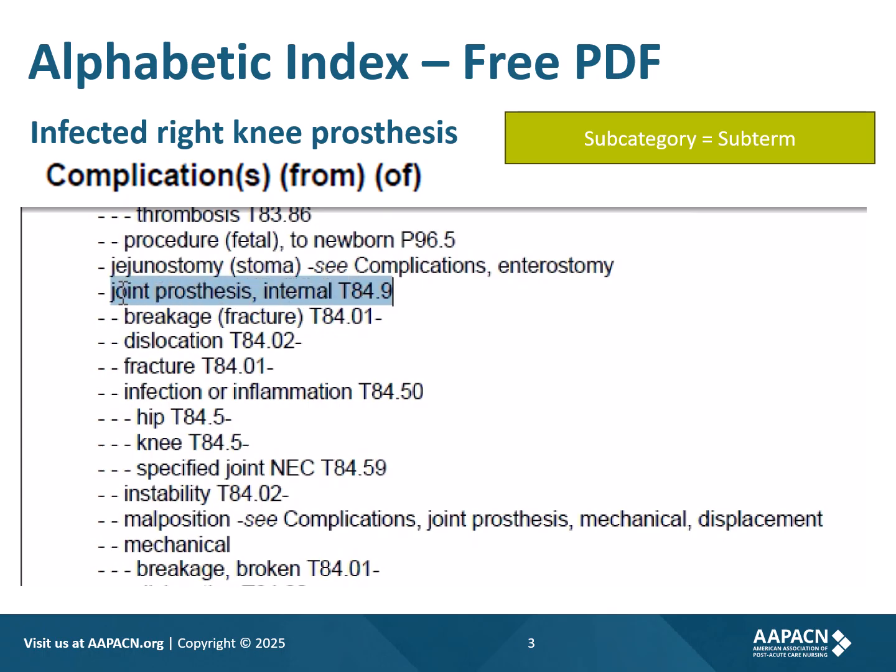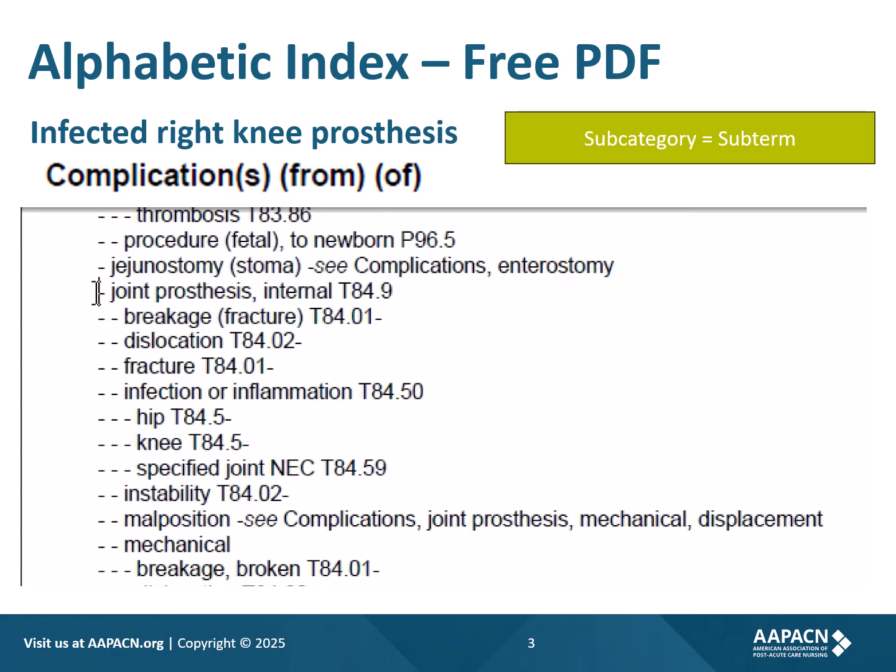But if you look under this single dash, that is going to be the first subcategory under complication, and those are alphabetical. So the first dash is going to be alphabetical, and then under that there'll be second dashes and third dashes, and that's going to be subcategories under that subcategory.